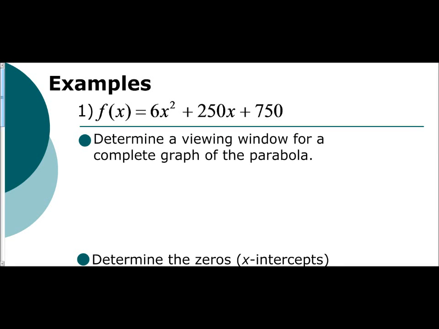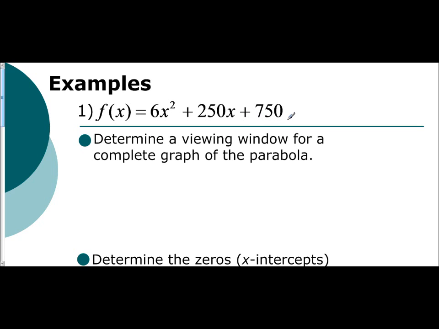In the following video, we're going to examine how to graph a quadratic function, how to graph a parabola by using the zeros, the x-intercepts, and the vertex. And so in this example, we have the function f of x equals 6x squared plus 250x plus 750.